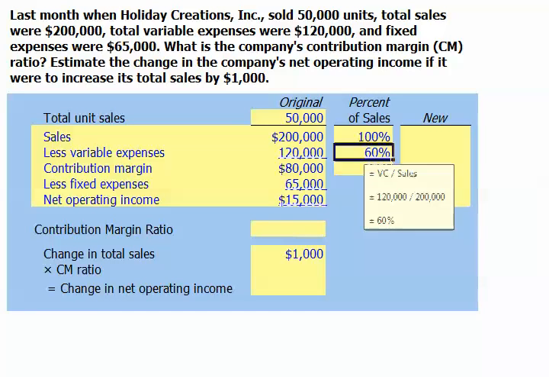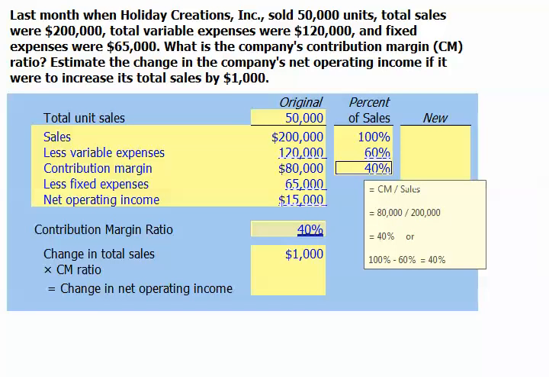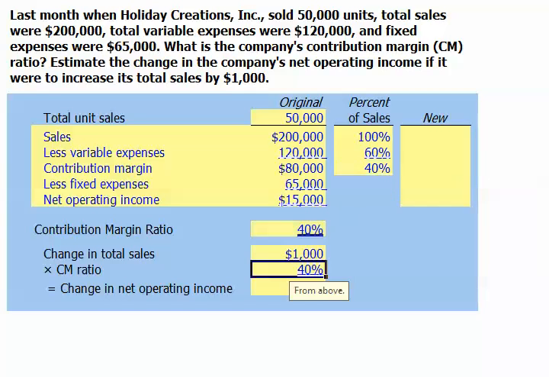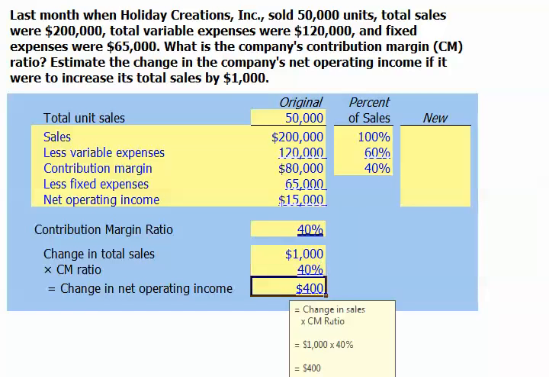This means our contribution margin ratio is 40%, which we can calculate by taking our $80,000 contribution margin and dividing it by sales, or subtracting our 60% variable expense ratio from our 100% to give us again the same 40% contribution margin ratio. A 40% contribution margin ratio means that if sales increase by $1,000, our net operating income will change by $400. This is the $1,000 change in sales multiplied by our 40% contribution margin ratio.